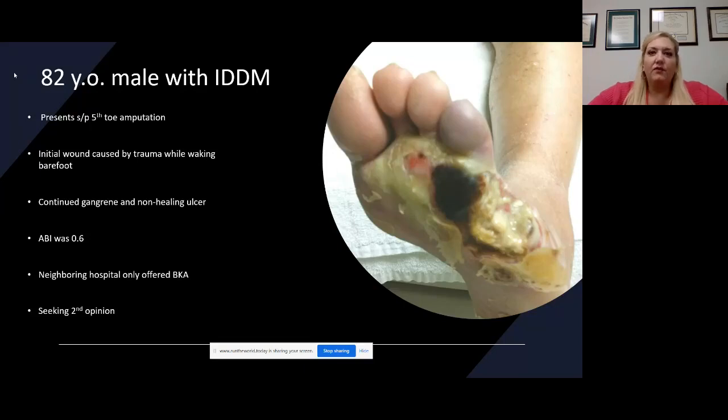So we did some non-invasive vascular studies. We did an ABI, an ankle brachial index, and we found that it was 0.6. So he was on the edge of critical limb ischemia. And we decided to go ahead and send him to our vascular surgeon for a workup to see if we can salvage his foot.